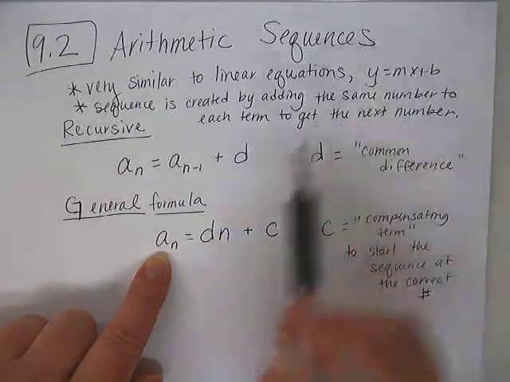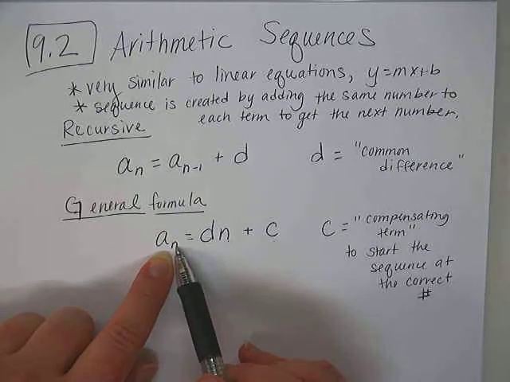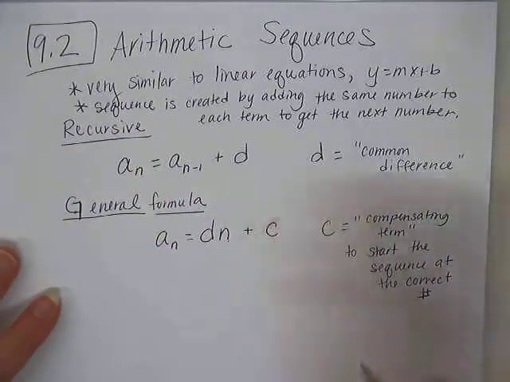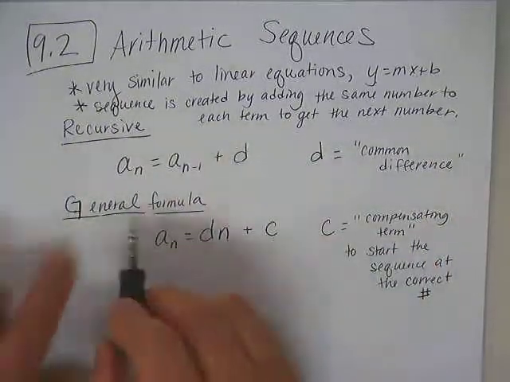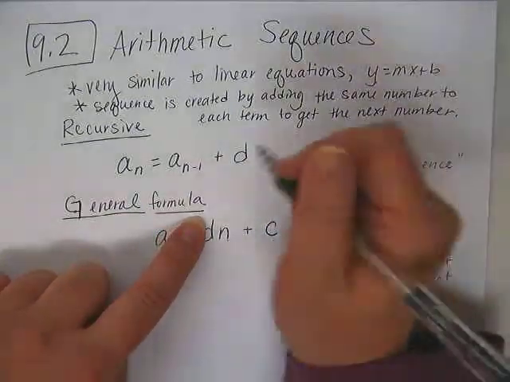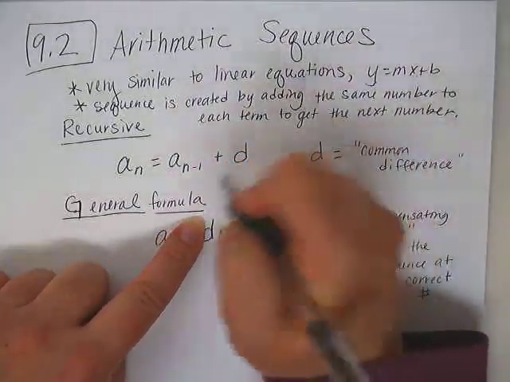And then a is our range. It's the number we get out. It's the actual numbers in the sequence, and we use a sub n instead of y. And the sub n just tells us which number in the sequence we're dealing with. Do you see how they totally relate? Okay, good. Okay, let's do some examples.